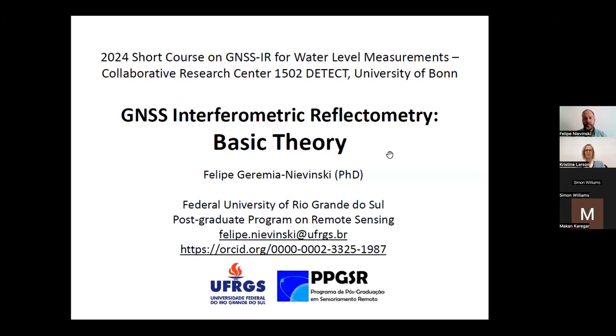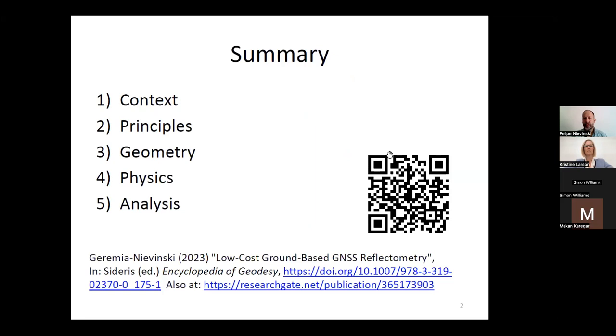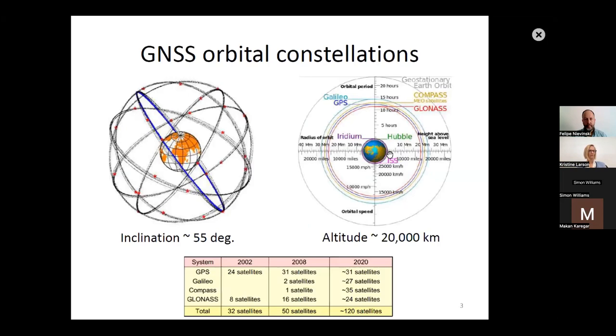So, this presentation is based on an encyclopedia chapter that you can download online, and please do so because it has all the equations and the details. Here it's more of an overview, something that can fit under 1 hour. I hope everybody is a little familiar with the GPS and GLONASS and Galileo and Beidou.